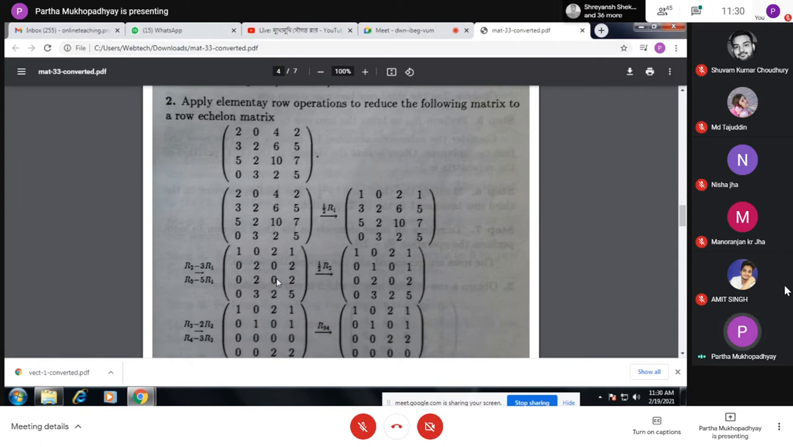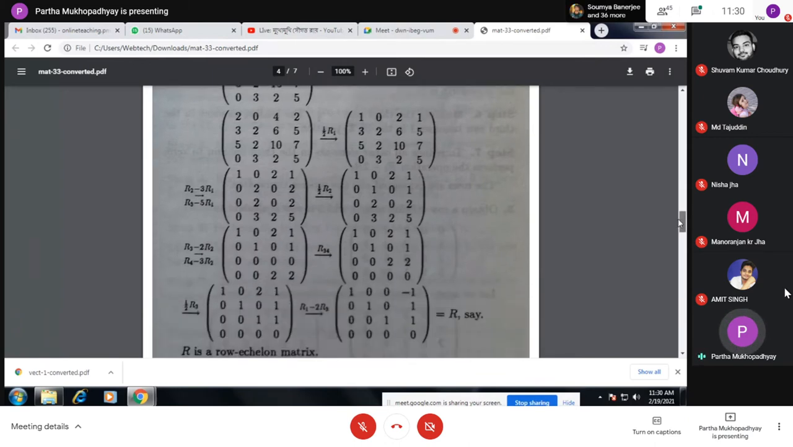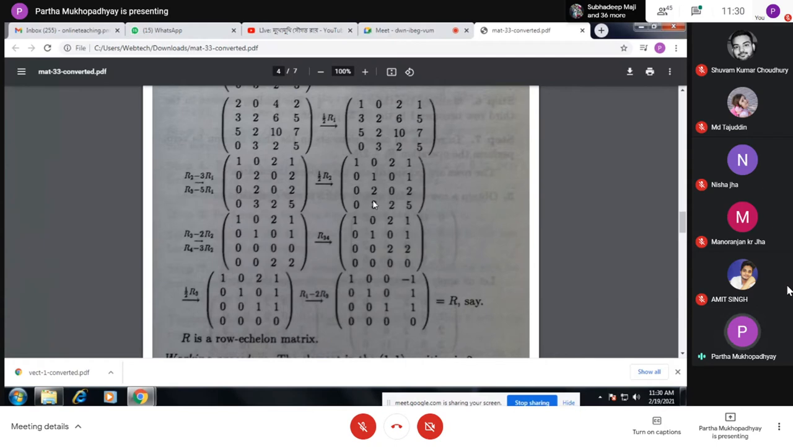Then after that, we are again multiplying the second row with half. So it will be 0, 1, 0, 1. Now, what is my target? I have to bring these two things, 0, 2, 0, 3, 0, at these positions. I should make 0. So I will multiply the second row with 2 and subtract.